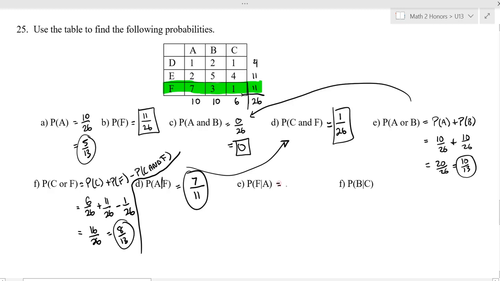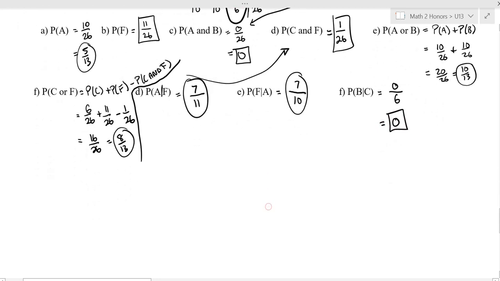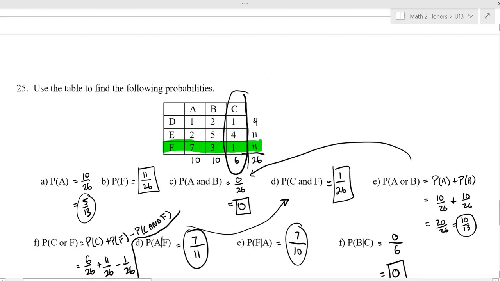For E, the denominator is going to be what? It comes from A, the A total is 10, so just look at column A, how many of those belong to F? 7. And for the last one, out of everything in column C, out of just those numbers, I'm going to circle them right now, out of just those, how many of those belong to B? None of them do, so we get 0 as a probability. Alright, and that should be it for this homework.